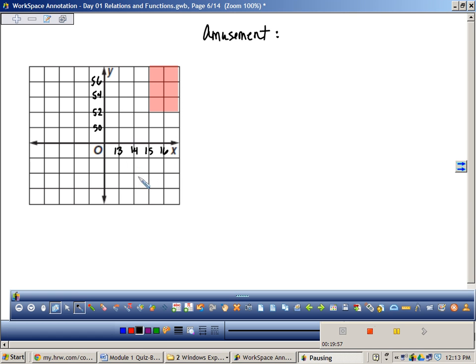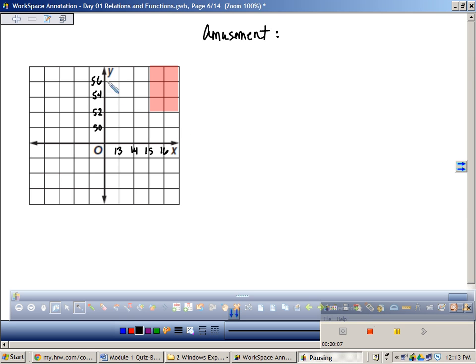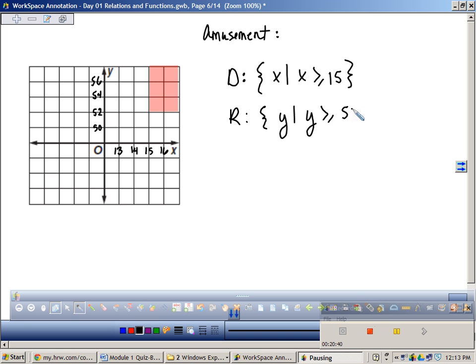So what does that mean to you? You have to be at least 15, right? And you also have to be what? 52 inches or more. So my domain is only when we're talking about the relationship of the x values. The x values are the ages, right? So the domain would be x such that x is greater than or equal to what? 15. You got to be 15 or older. And your range values would be y such that y has to be greater than or equal to what? Does that help?